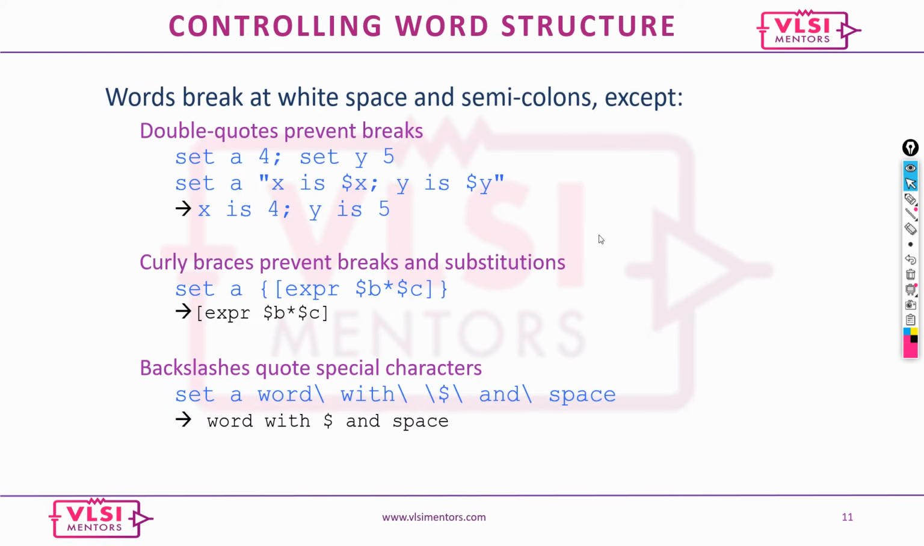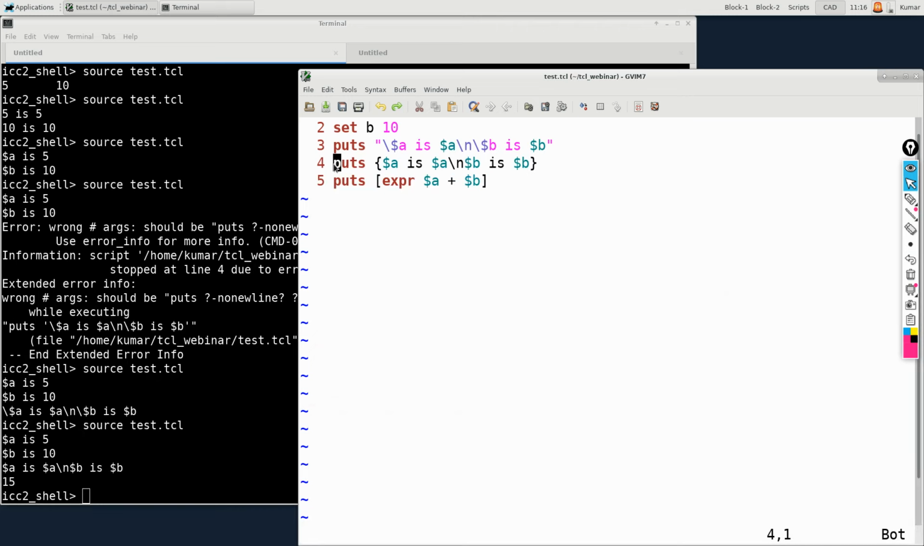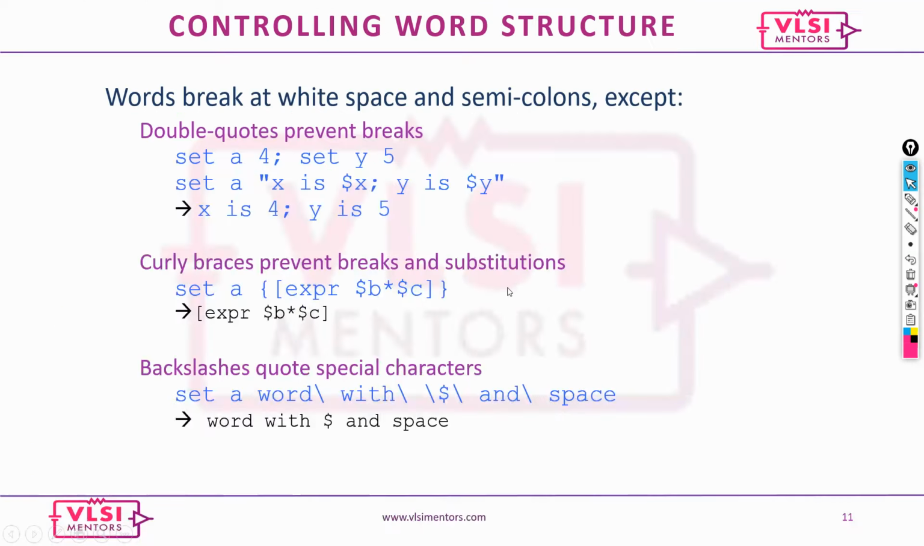Okay, I think we were talking about this particular thing. If you have any particular line which you want to print as it is, you can put it in curly braces, where it would just print as it is. There will not be any substitution that happens. We talked about backslashes and escape characters and things like that. So I think we are done with this particular slide.